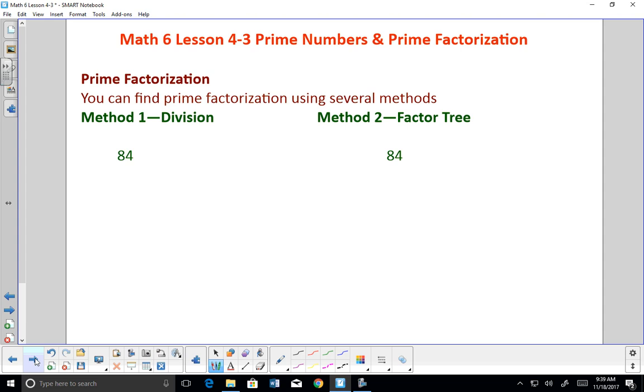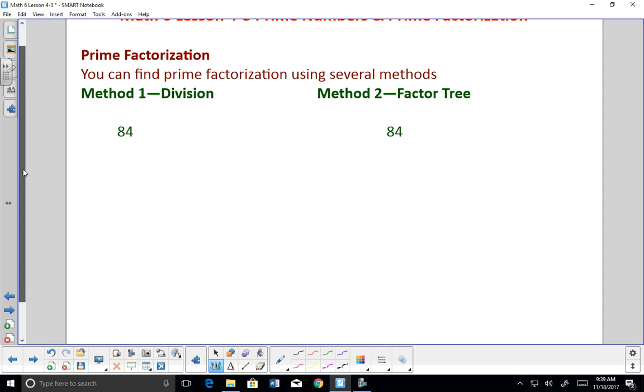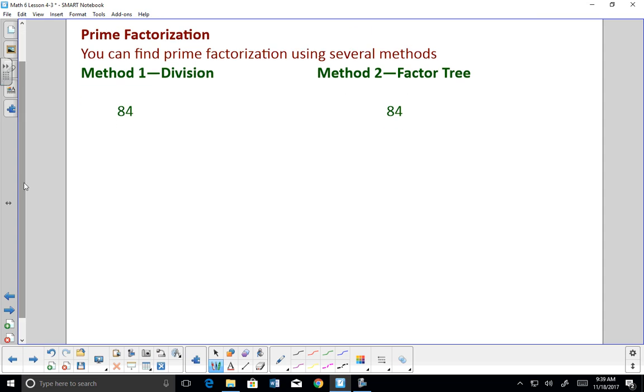The one method is division, and it's kind of like upside down division. I've always explained it as upside down division because you're basically dividing opposite of what you normally have. For example, when you're going to do division, you kind of want to find the smallest prime number that'll divide into your number. I mean, you can find any number, but it's a whole lot easier to find the smallest prime number.